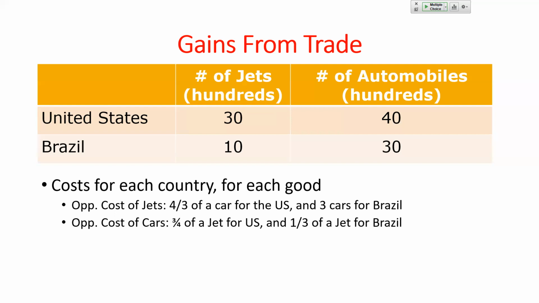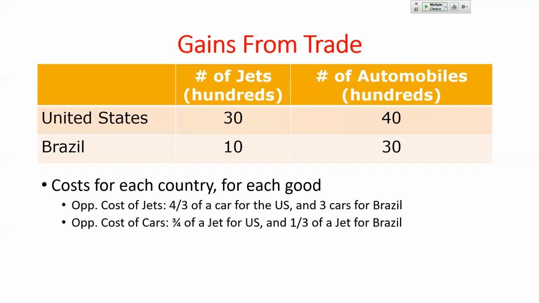For jets, if we think about the US, it was 30 jets. If we're only producing automobiles, it was 40, right? So I calculate this slope, right? The Y value is going from 30 to 0, so that was the change in Y over change in X that told me my slope. So the Y value is going down by 30. The X value is going from 0 to 40.